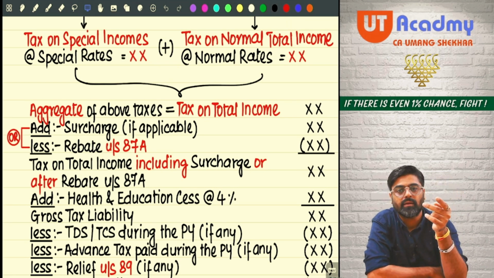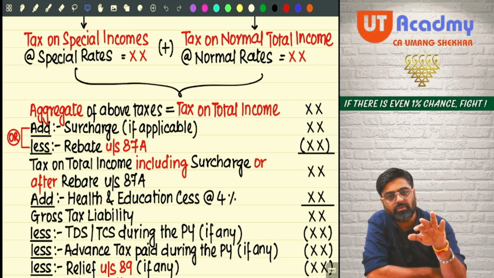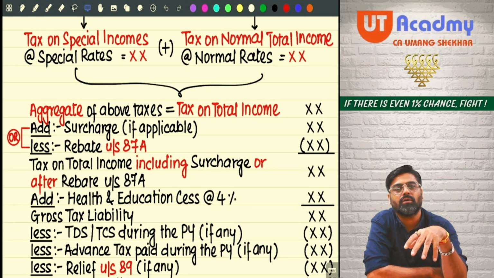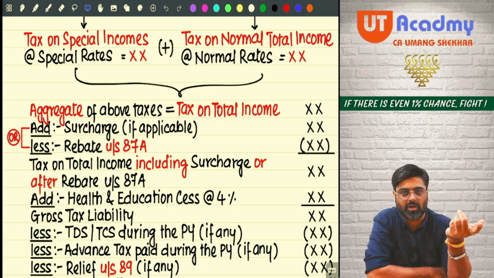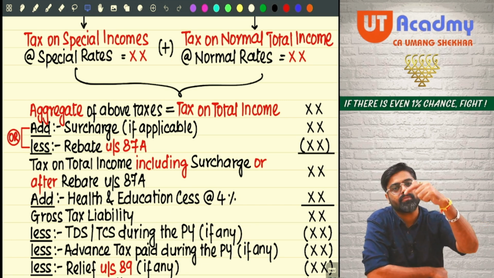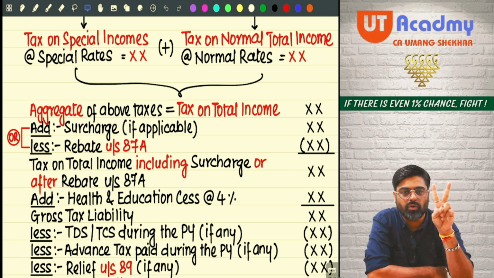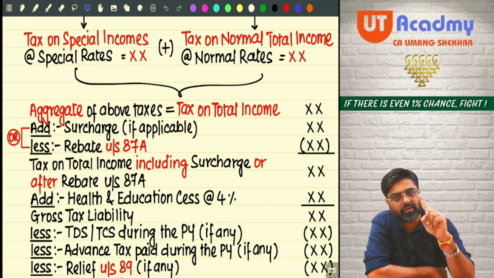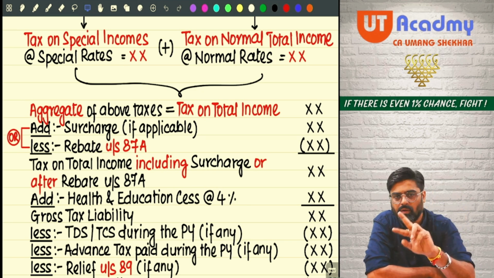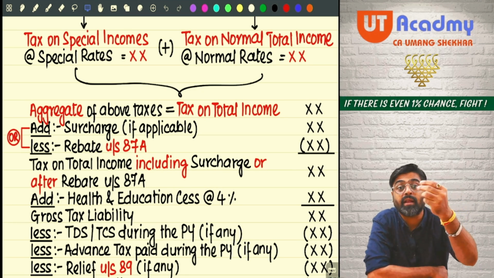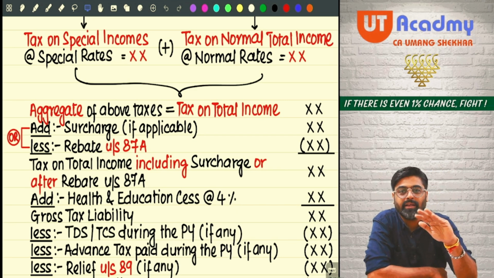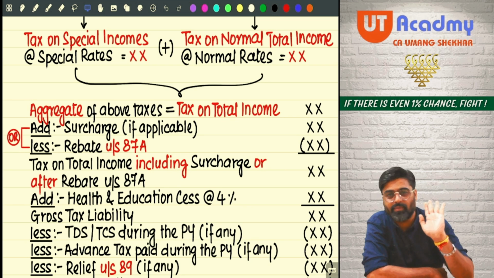But along with that, if surcharge is applicable, we'll have to pay surcharge also. But sometimes it is not possible to apply the surcharge, then we'll have to check whether rebate is applicable or not. If rebate is applicable, then from the total tax on total income we will reduce the rebate instead of adding surcharge. So either the surcharge will be added or the rebate will be reduced, or it can be none of them, meaning neither the surcharge nor the rebate will be there.